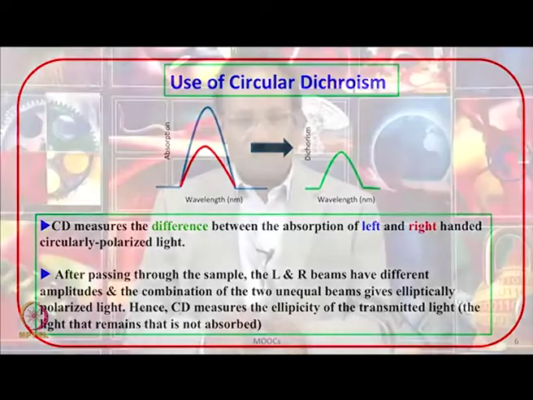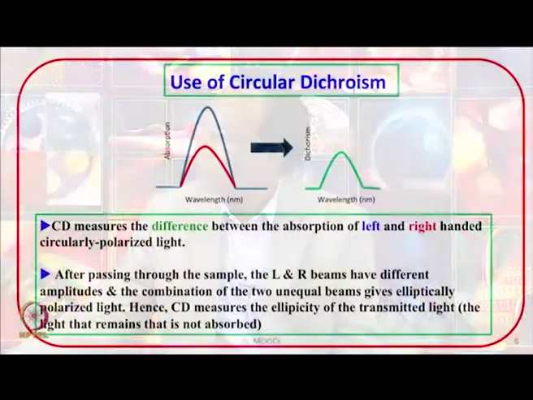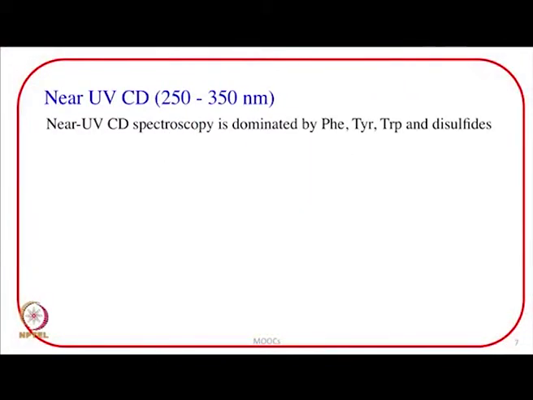Now this ellipticity as a function of wavelength can be correlated to the secondary structural and tertiary structural content of a protein. Let us quickly take a look at near UV-CD and far UV-CD features.